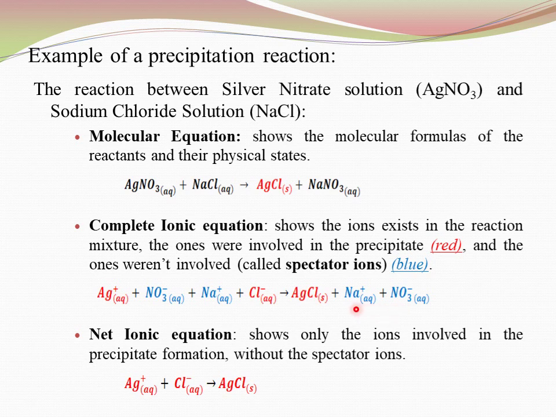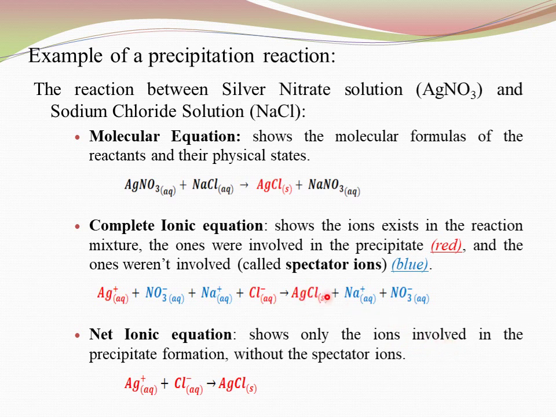Ions that do not get involved in the precipitate are spectator ions. Here, how can you write a net ionic equation? A net ionic equation shows only the ions involved in the precipitate formation, without the spectator ions.